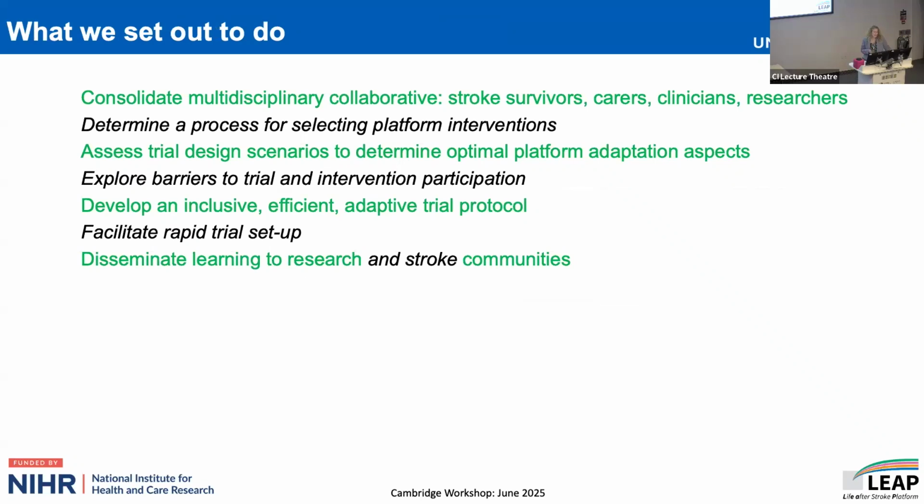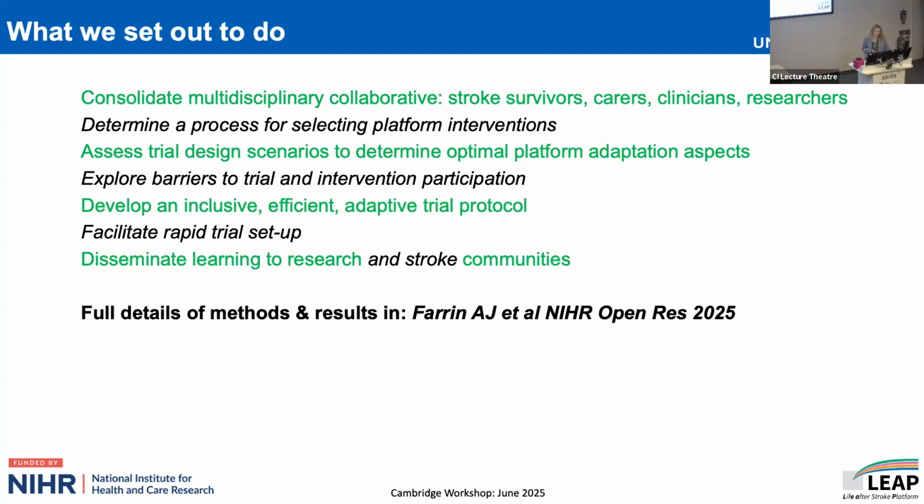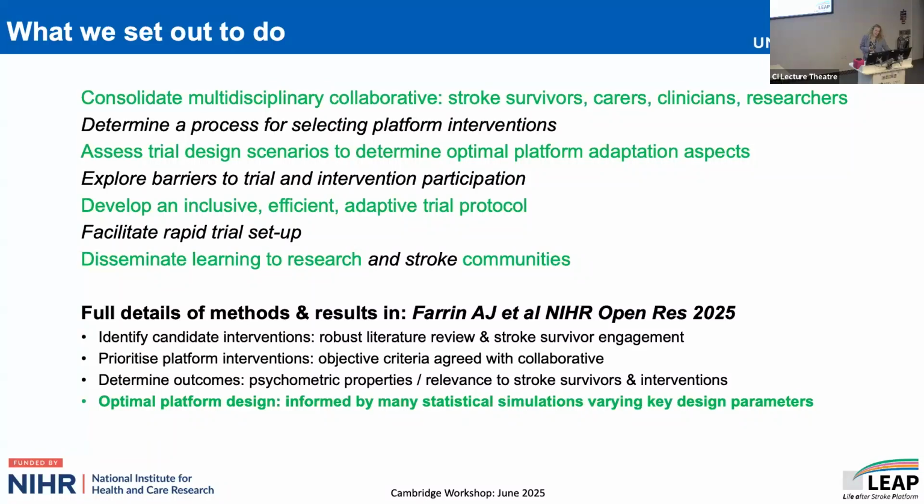So you can see here on the screen what we were setting out to do. These are our 7 objectives, and the ones that are in green are really what we're going to focus on today. That final objective, we're really here to help disseminate some of our learning to the research community. And if you want to know more, there's a full open access report in NIHR Open Research. And you can see there on the screen some of the activities that we undertook to develop our platform protocol. And what we're going to really focus on today is some of the aspects of the optimal platform design.